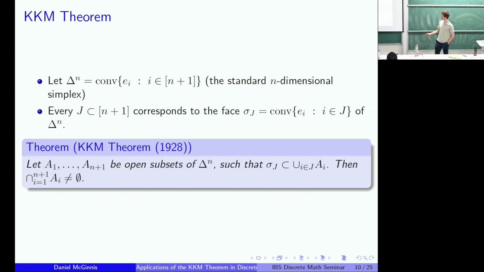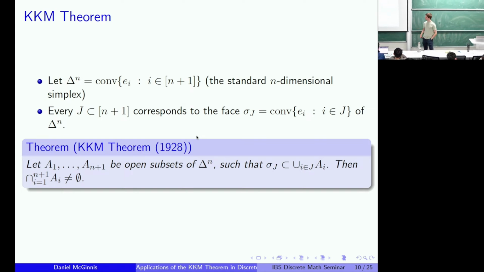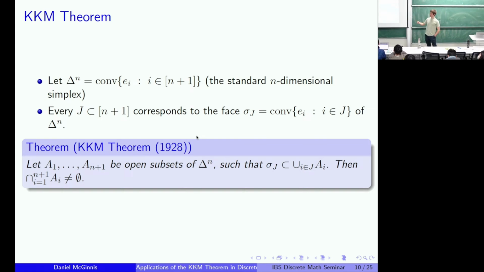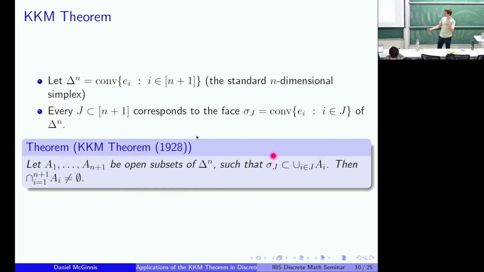So if you have this cover with the property that the face corresponding to j, sigma j, is covered by the union of the A_i where i comes from j, then the intersection of the A_i is non-empty. In particular, what this condition is telling us: if j is a singleton i, this says that e_i has to be an element of A_i, and so on. And the edge between e_i and e_j has to be covered by the union of A_i and A_j, and so on. I'll show a picture of this later.